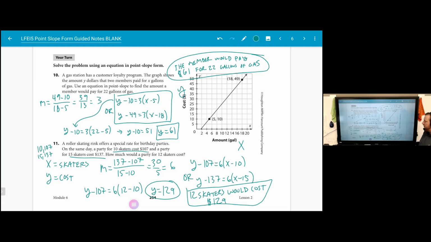Number 11, X is skaters, Y is cost. I've got 2 points. I've got 10, 107 and 15, 137. I find my slope to be 6. Again, either point can be used. I just use the first one. Y minus 107 equals 6 times X minus 10. You plug 12 in there, you end up with 129. So 12 skaters would cost $129.